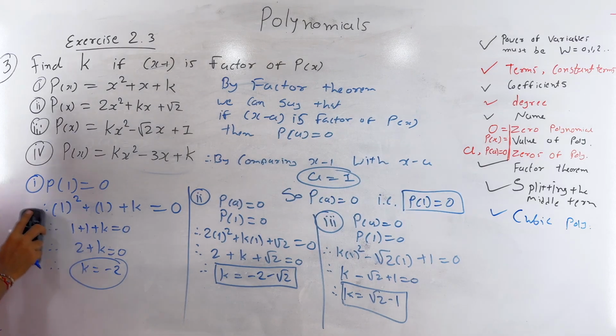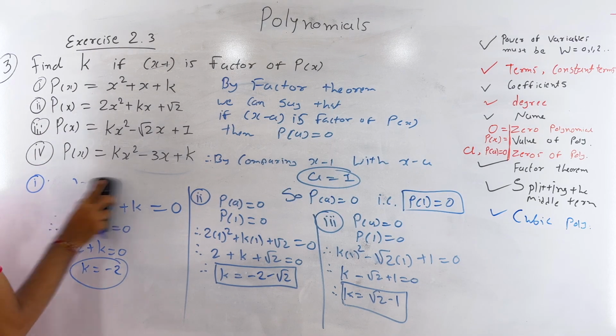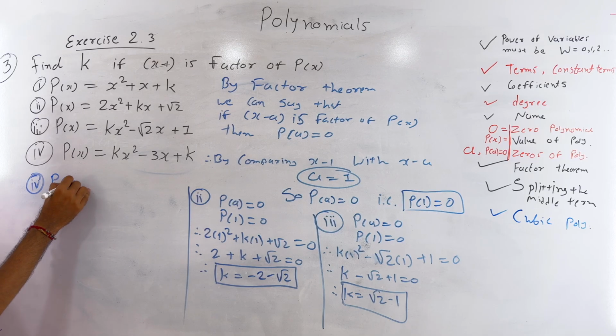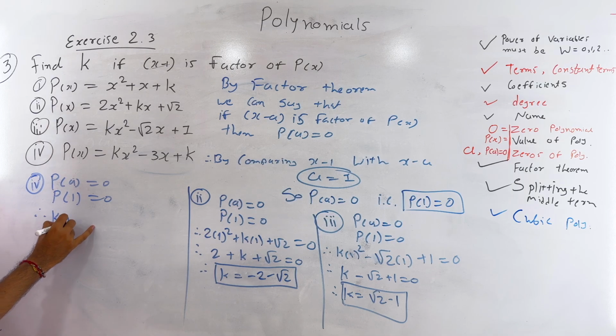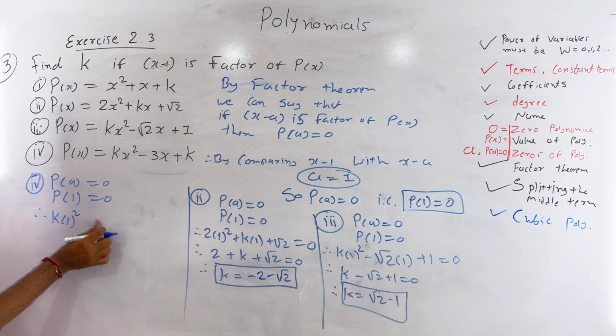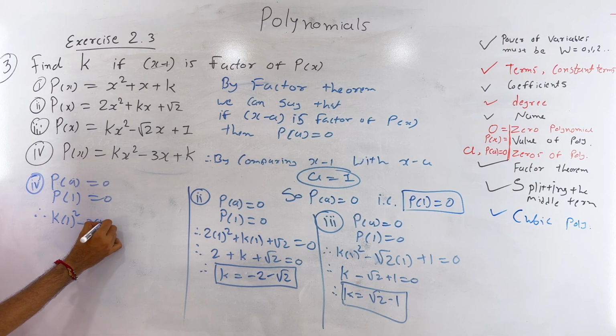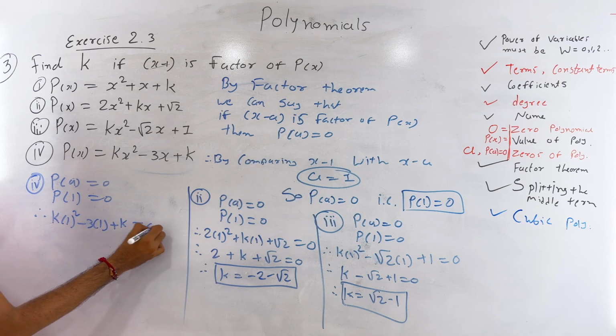Now we'll do it for the fourth one, and to do it, I have to erase this one. The fourth one: p(a) is equal to 0. So I can write p(1) is equal to 0, and p(1) is k(1 square) minus 3(1) plus k is equal to 0, right?